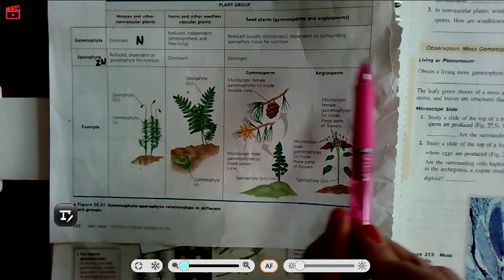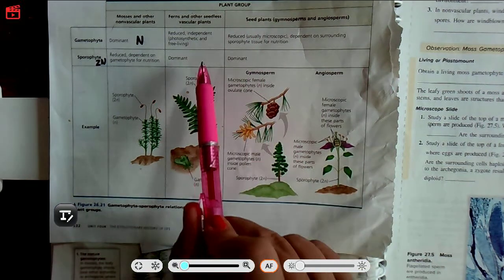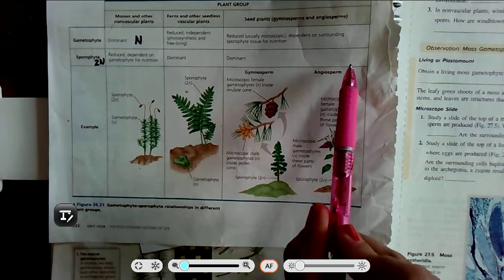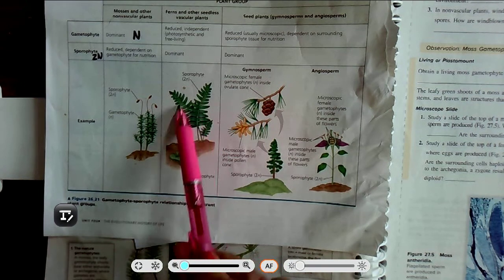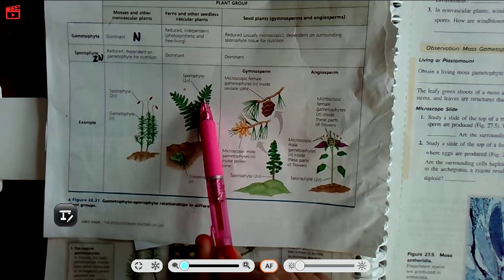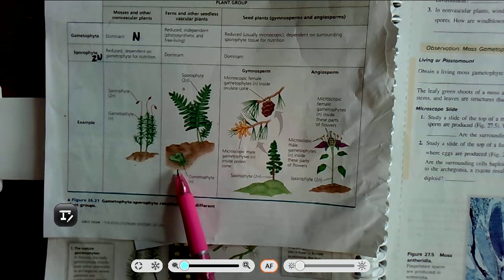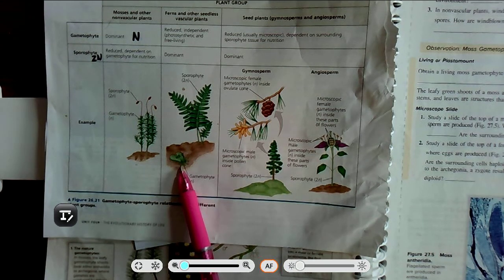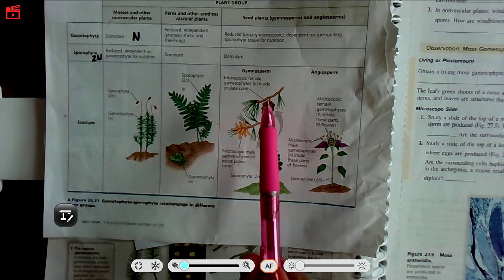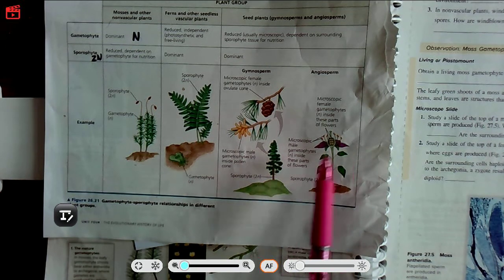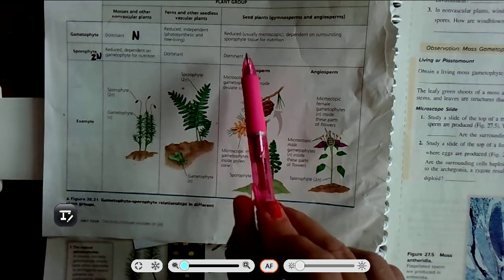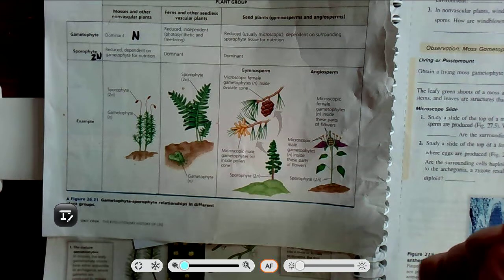With each of the other plant groups, the dominant generation is the sporophyte generation, the 2N generation. So your fern leaves are your dominant generation. The gametophyte is this little prothallus at the bottom that's about half a centimeter big. Our trees and our flowering plants are also sporophyte dominant.